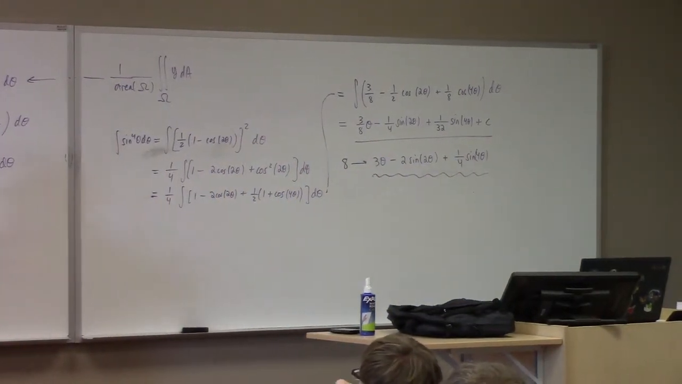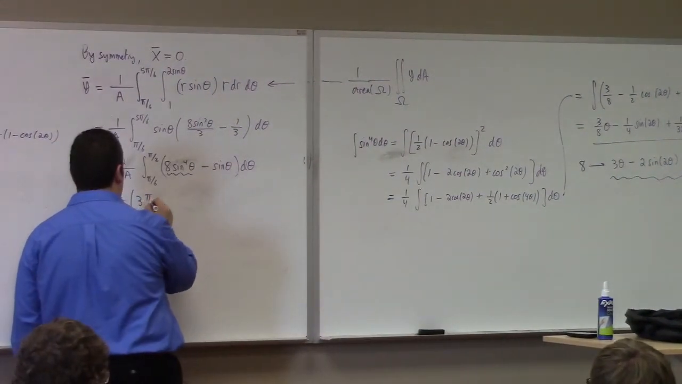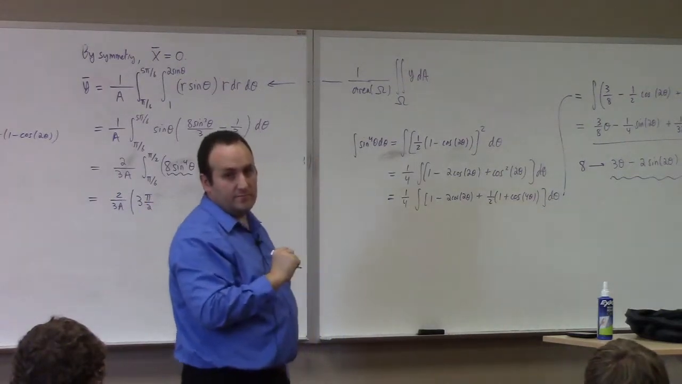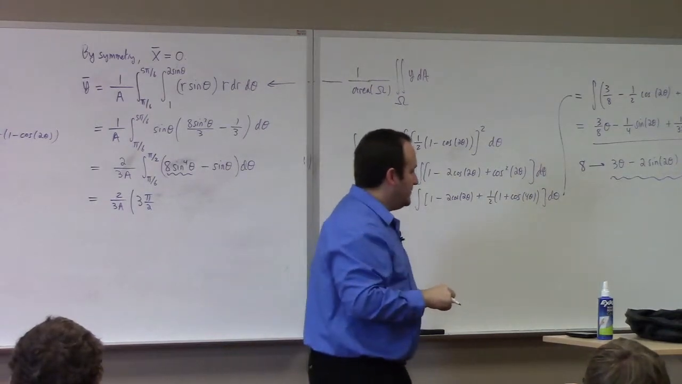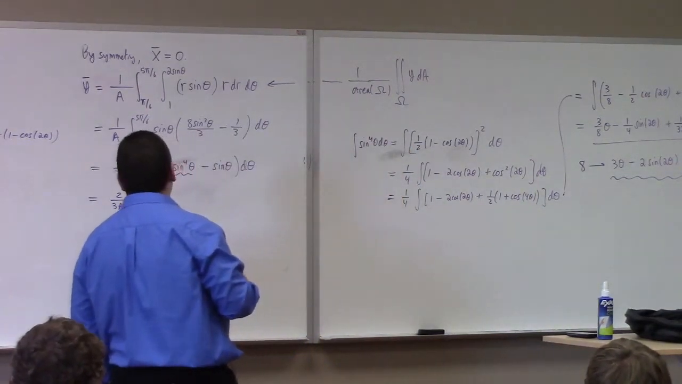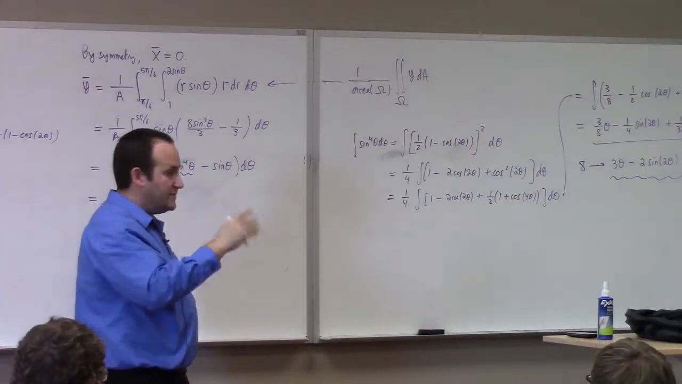What happens when I plug in pi over 2 into that? I get 3 pi over 2. The sine term, yeah, 0. Sine 4 term, what's 4 times pi over 2? Oh, 2 pi, yeah. So both the sine terms are kaput.